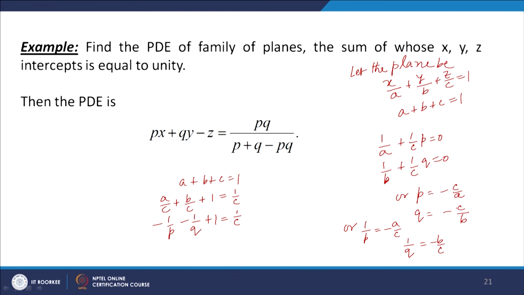Now, we have to eliminate 1/c, and to eliminate 1/c we take the LCM. Here we have pq as the LCM: (-q - p + pq)/pq = 1/c. So, we get c = -pq/(p + q - pq).